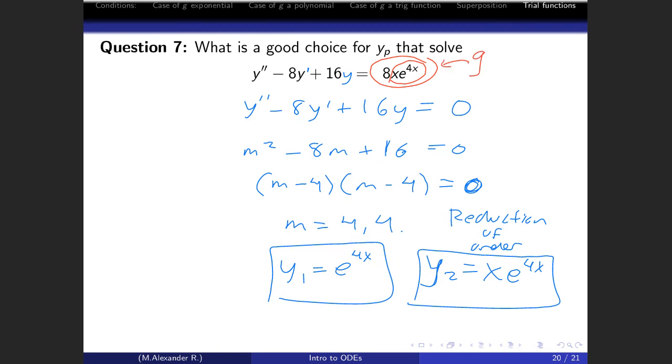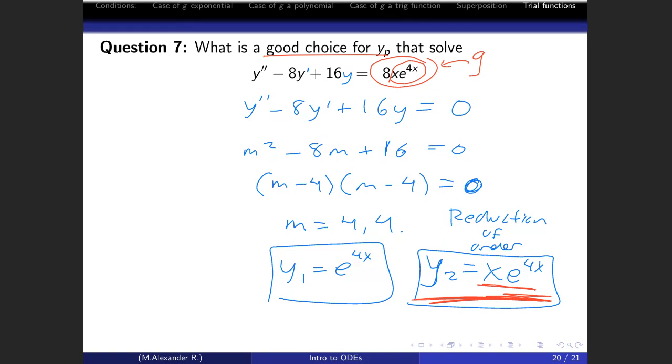Notice that the g function essentially is your y2. It doesn't matter that it's y2. It could have been y1, flip-flop the y1 and y2, relabel them. But it just means that the formula you're seeing, x e to the 4x, appears as a solution to the homogeneous equation. So that means we have to be very careful in our choice for the particular solution for the original differential equation.